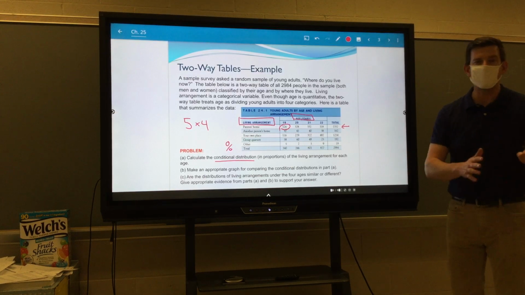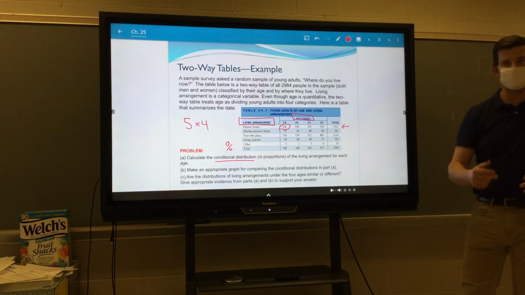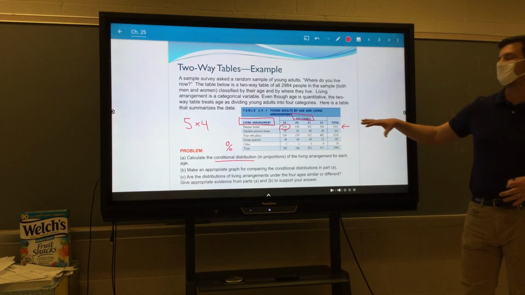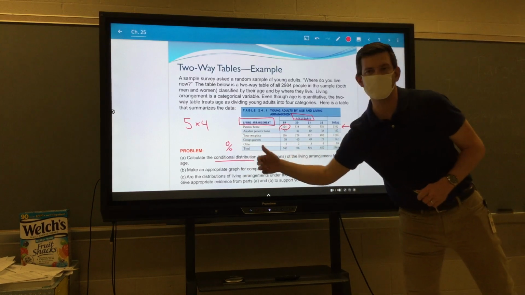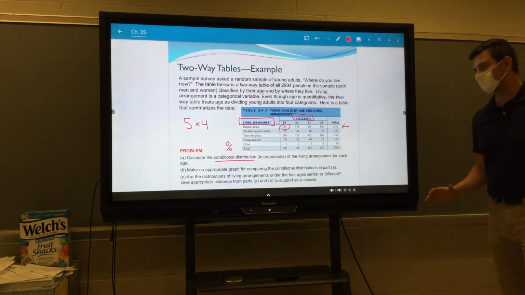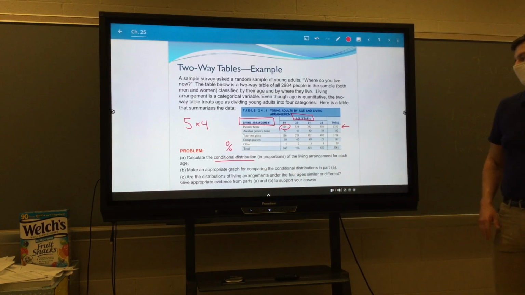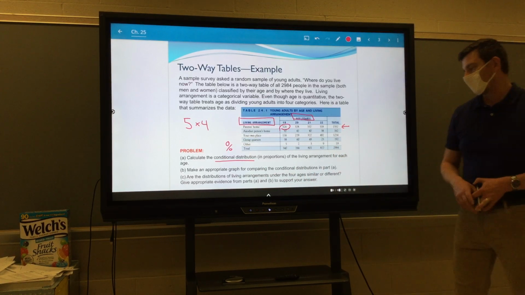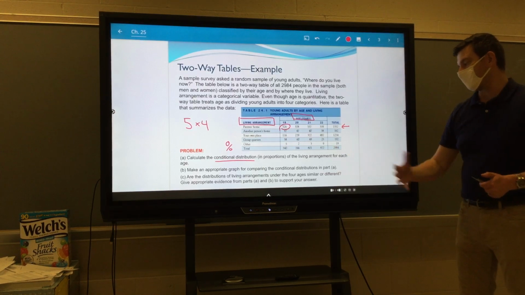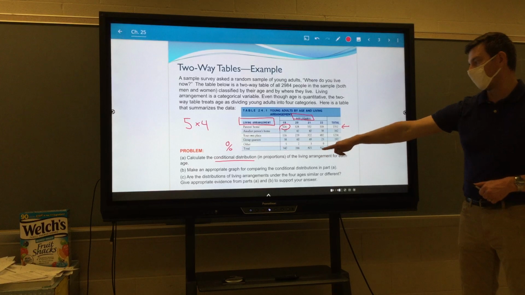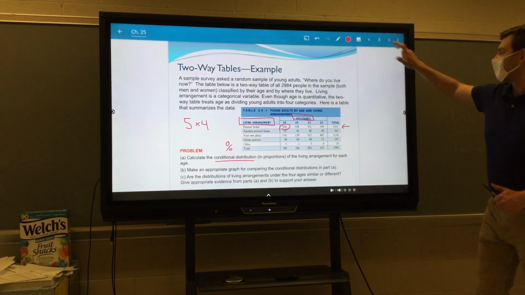But sometimes you'll see that with your analysis. Sometimes the vertical proportions make sense or are more valuable. Sometimes the horizontal ones are more valuable. We're also going to be looking at a graph to visualize these differences. And we also want to determine, are the distributions of living arrangements under the four ages similar or are they different? And we want evidence from both these percentages and from the graph to help support that.